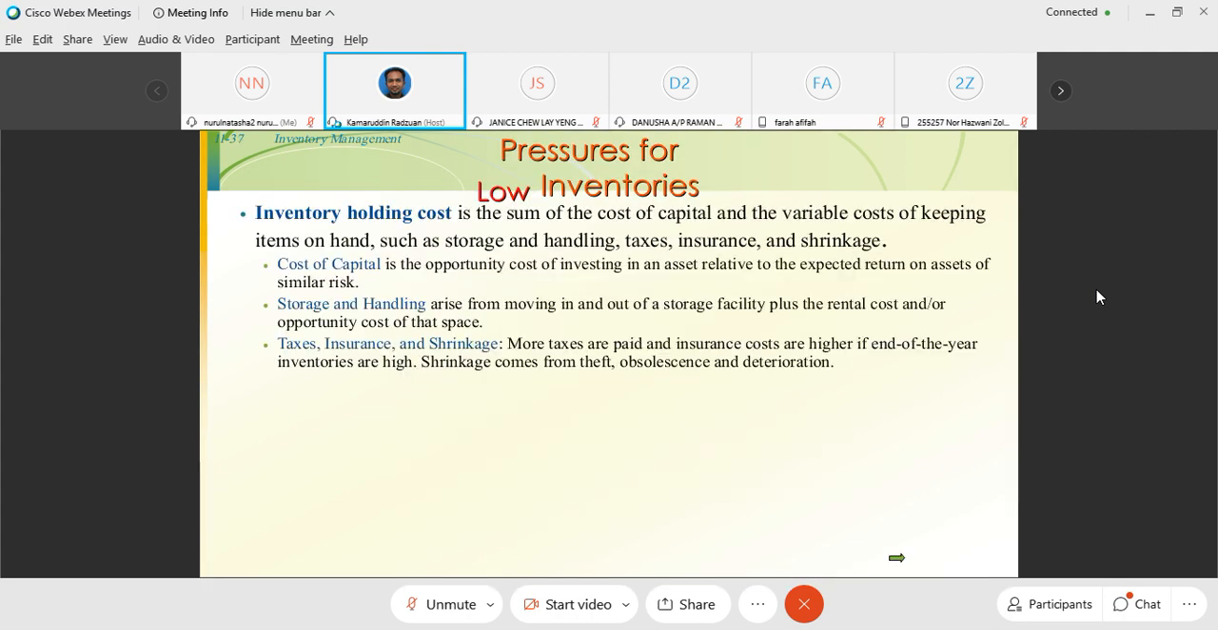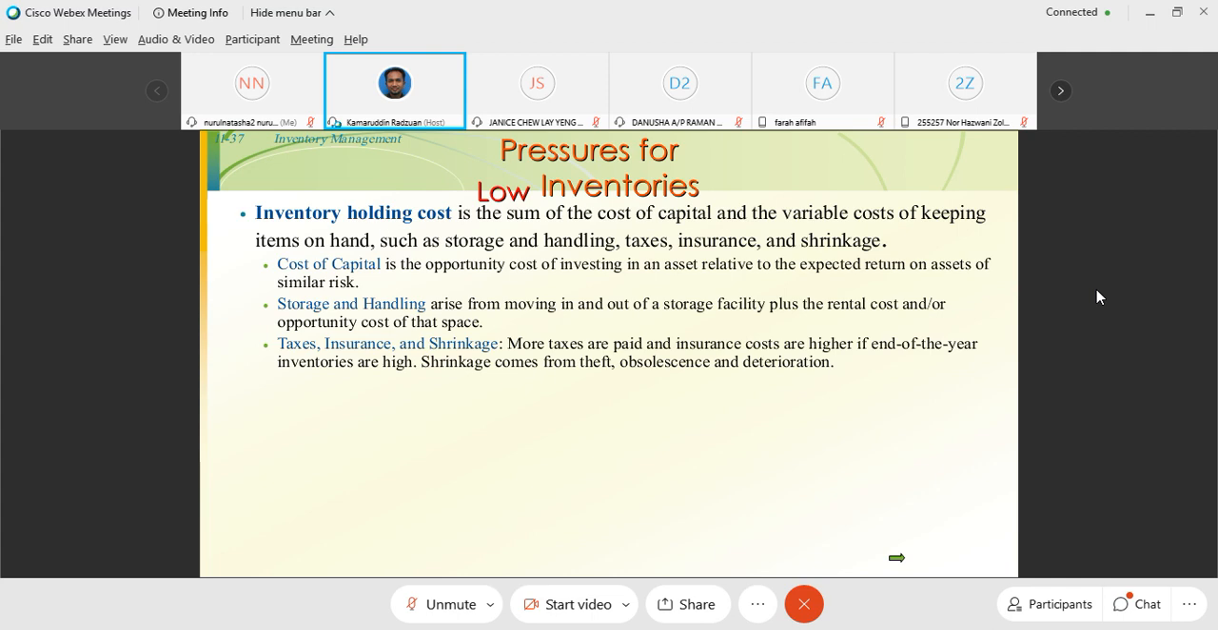Pressure for low inventory. Inventory holding cost is the sum of the cost of capital and the variable cost of keeping items on hand, such as storage, handling, taxes, insurance, and shrinkage.